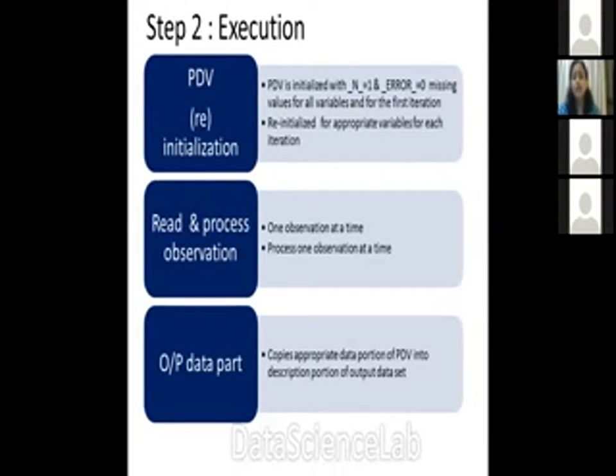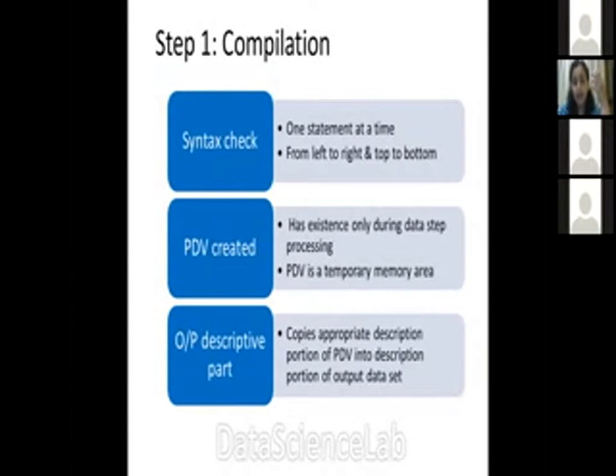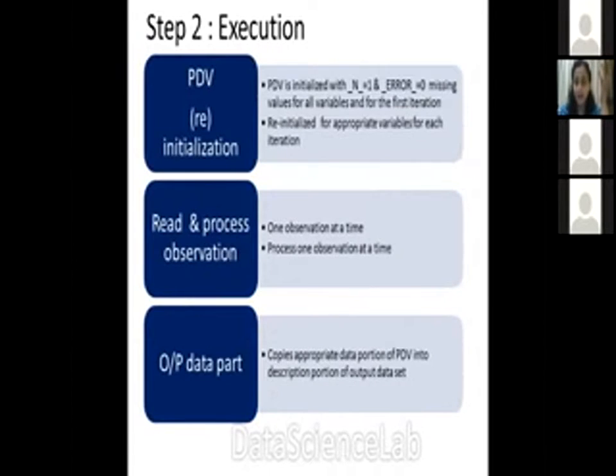Right now, takeaway is syntax check, some memory location to house one observation at a time. At the end of compilation, you get the structure of the data set built. Before the execution starts, the PDV is initialized with missing values, and _n_ is 1 and _error_ is 0 because there is no error. Then you read one observation at a time, you process that observation one at a time, and then you copy that to the data set. Okay. Then the next iteration will start and the same process will continue.